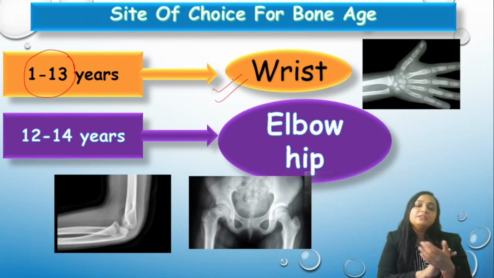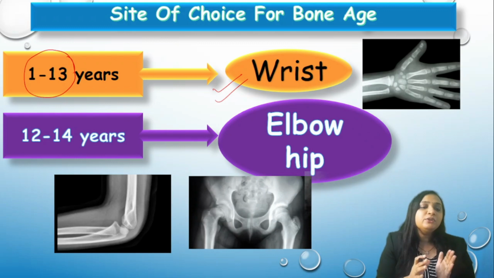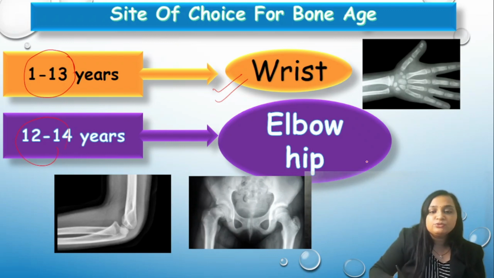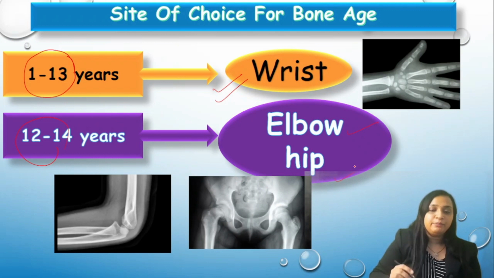Everybody knows about this thing because we have learnt in anatomy, we have learnt in radiology, and now we are learning in pediatrics also that if the child is between 1 to 13 years, wrist is the site of choice for taking X-ray for bone age estimation. Between 12 to 14 years, we have to take either elbow or hip.